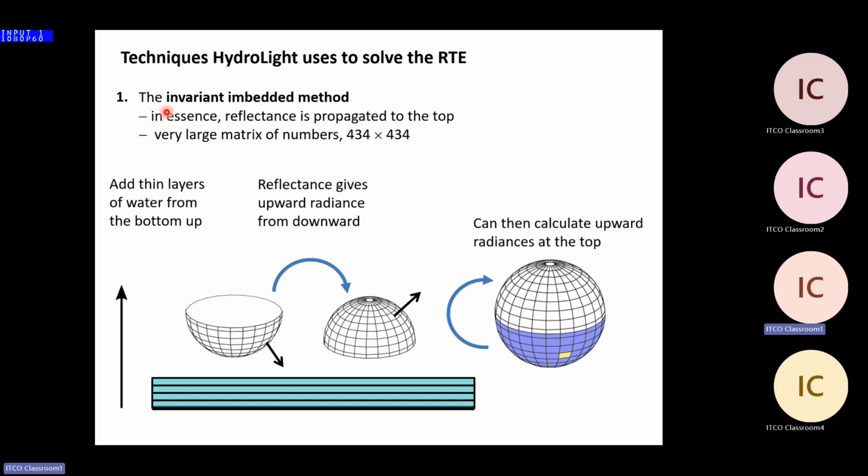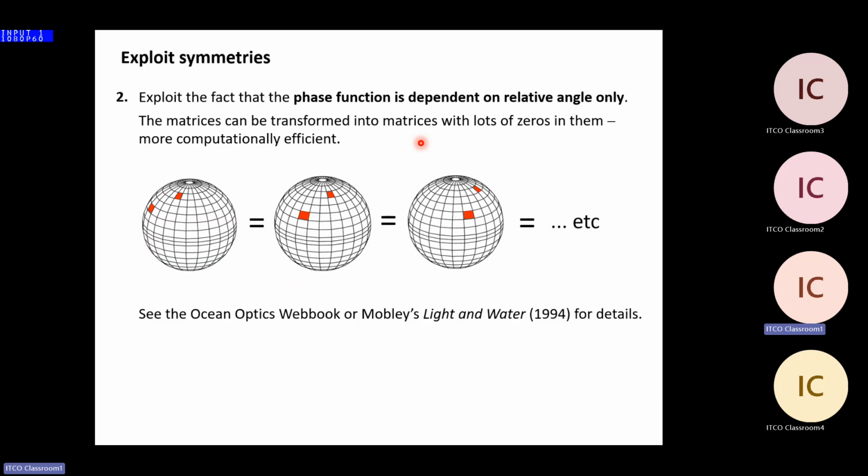But the issue is, what we're working with is a very large matrix of numbers now. I talked about how you can represent the radiance as this table of 434 numbers, but now we're manipulating matrices of 434 by 434 numbers, so a really big matrix, and it starts to get computationally inefficient. So there's one other trick that makes it tractable, and that is that we exploit symmetries in the problem.